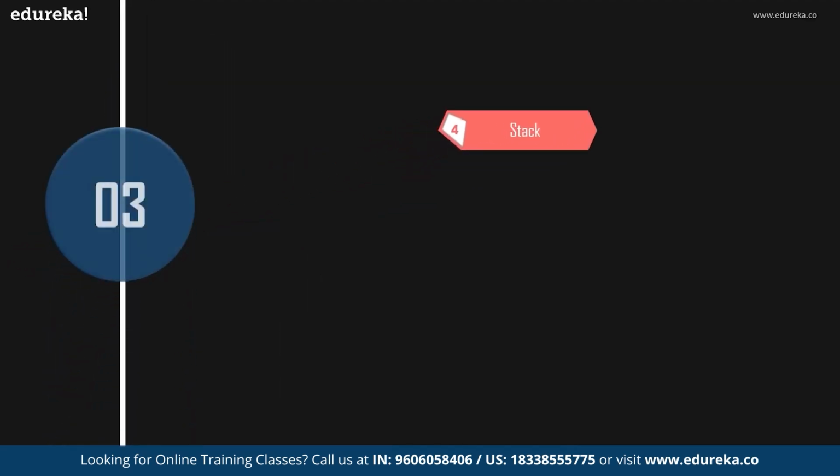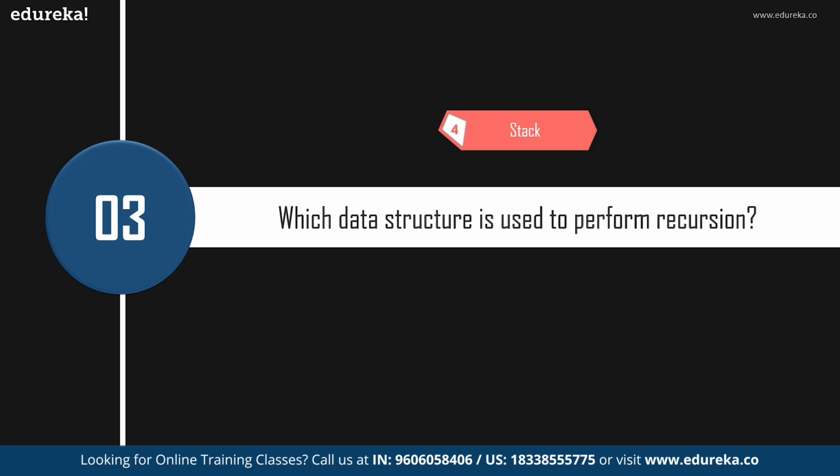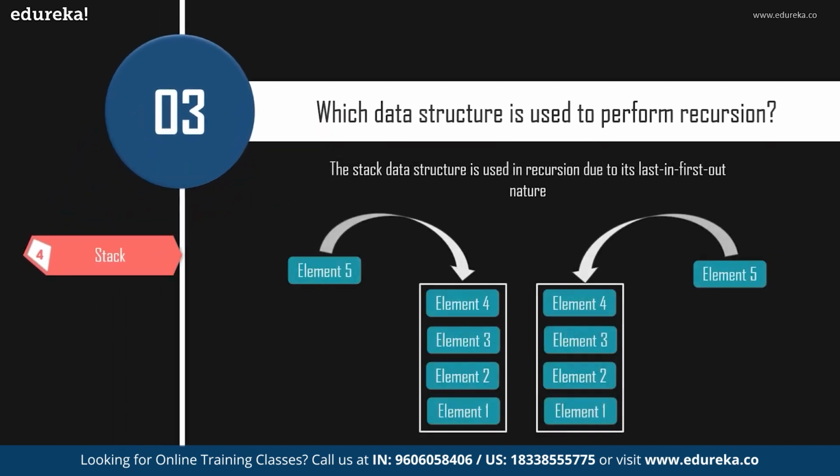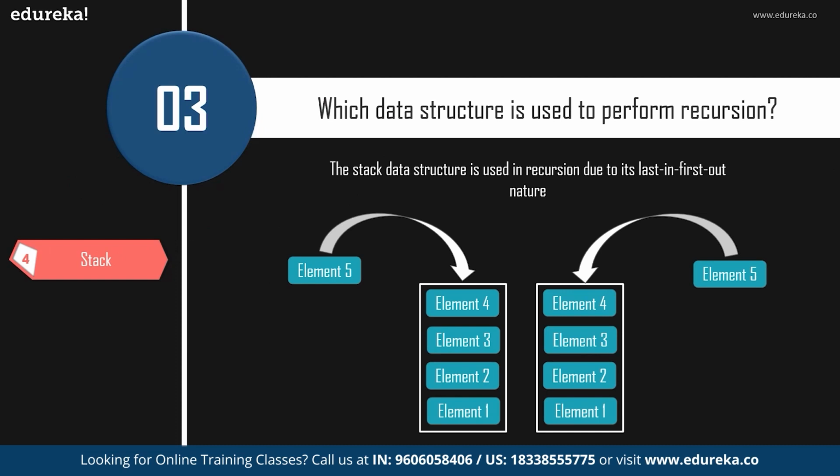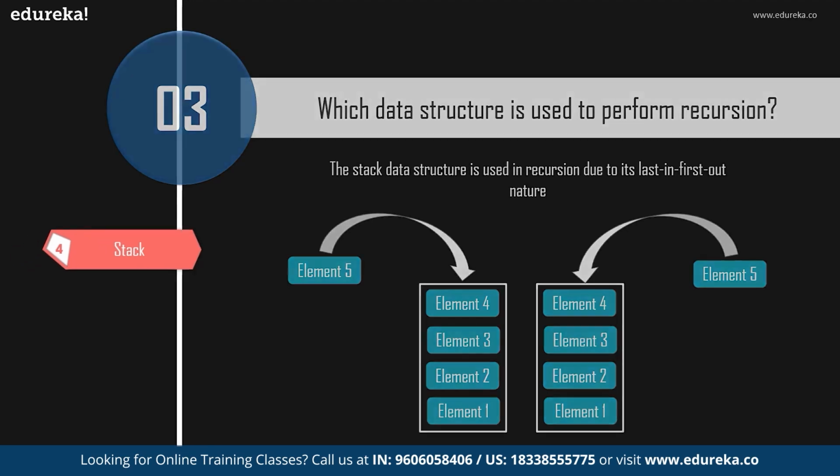Moving ahead to the next question, which data structure is used to perform recursion? The answer is that the stack data structure is used in recursion due to its last in first out nature. In recursion, the same function calls itself. When the last call terminates, it returns the value to the parent caller function. Again, the parent caller function returns the value to its parent function and so on. If we look at the return nature of recursion, it also follows last in first out. That's why we use stack to maintain the hierarchy of recursive functions.